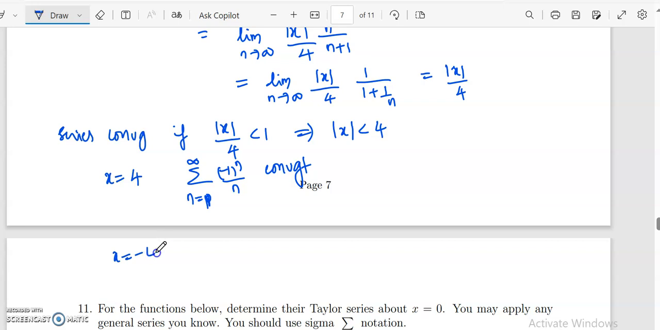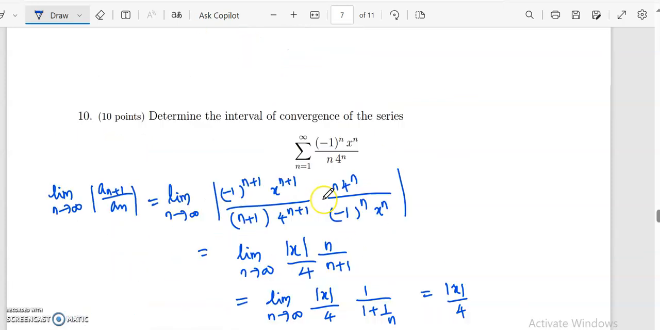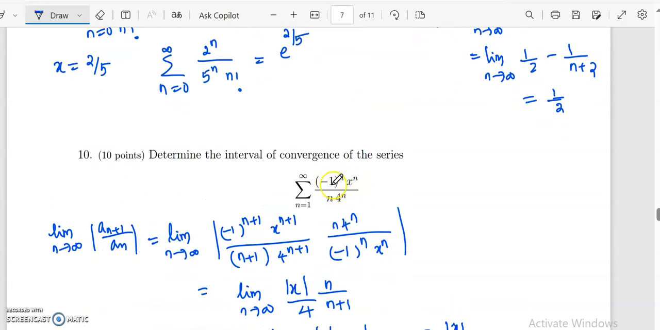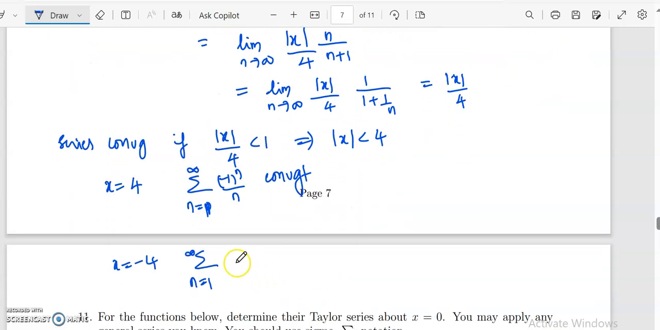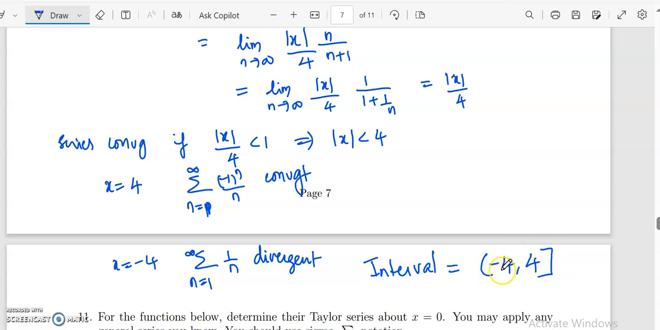And at x equal to minus 4, we'll get summation n equal to 1 to infinity. So when minus 4 whole power n comes, so minus 1 whole power n into minus 1 whole power n will be equal to 1, and 4 power n will cancel off. Remaining we'll be getting summation 1 by n, and this will be divergent. So at x equal to 4 it converges, and at minus 4 it diverges. So the required interval will be open interval minus 4, then closed interval 4. So minus 4 is not included, and 4 will be included.